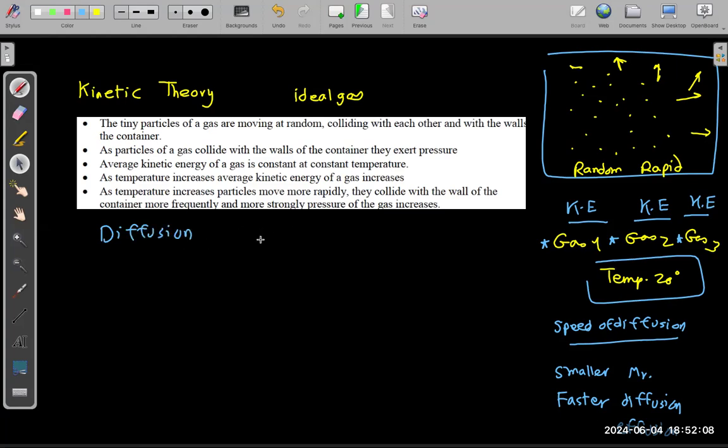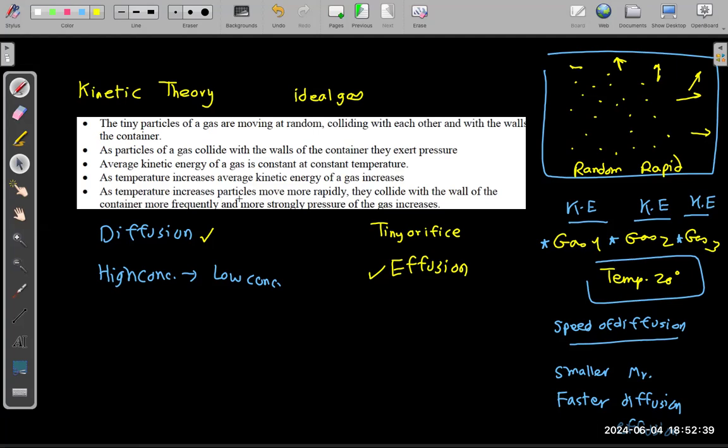Diffusion is when the particles move from an area of high concentration to an area of low concentration. If this diffusion happens also from high to low, but through a very tiny hole or tiny orifice, then instead of diffusion I will call it effusion. The speed of diffusion and effusion is the same. Both of them depend on the molar mass or the particle mass.